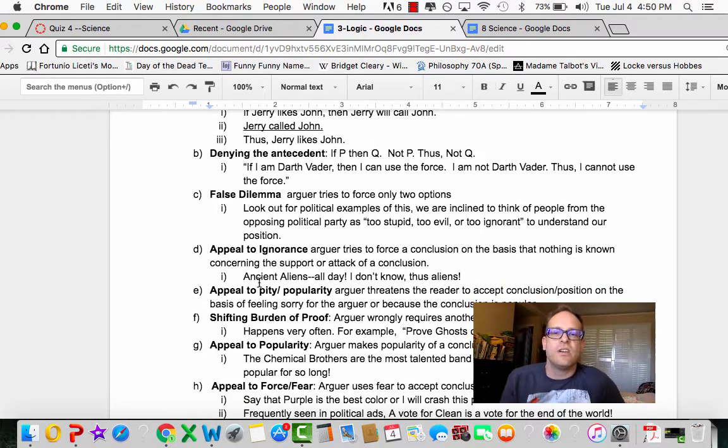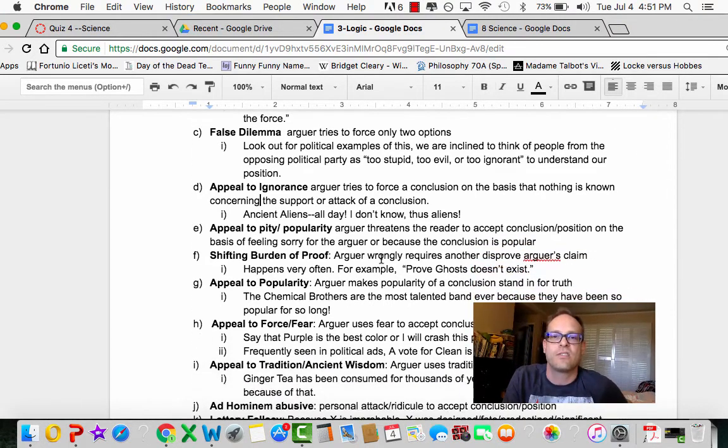Appeal to ignorance. This is just straight up the ancient aliens fallacy. It goes something like this. Gosh, how did these ancient folks build these pyramids? I don't know. It must be aliens. It must be aliens, right? This is a classic argument fallacy when you're saying, well, nobody knows anything for certain about this, so I'm going to go ahead and try and say something certain about this. That's called an appeal to ignorance.